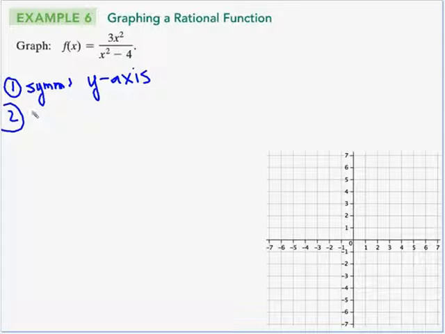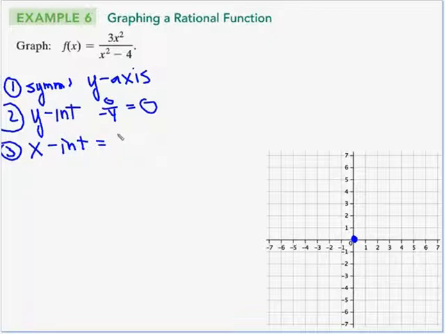Number 2, y-intercept. I'm going to plug a 0 in for all x's, and I get 0 over negative 4, which is equal to 0. The y-intercept is 0. Number 3, x-intercept. Set the numerator equal to 0. When the numerator equals 0, the whole thing does. When I set 3x squared equal to 0, I get x equals 0. Same dot.